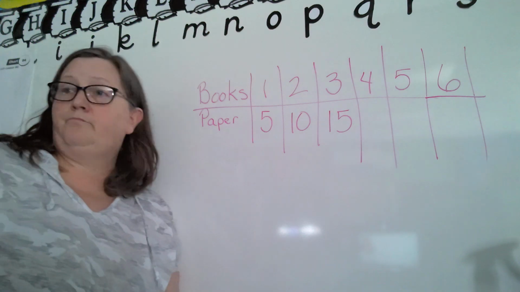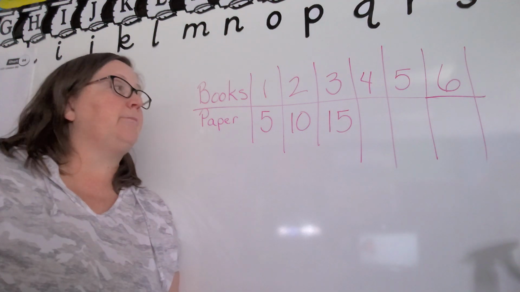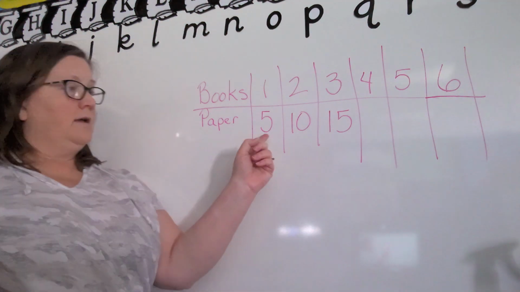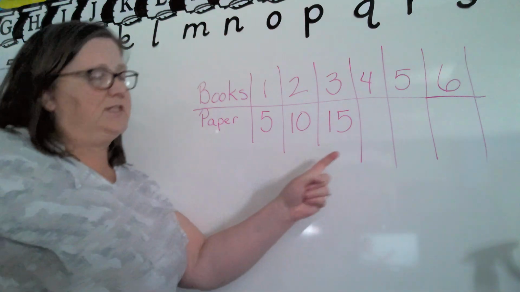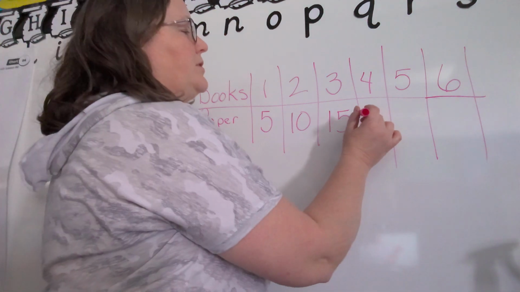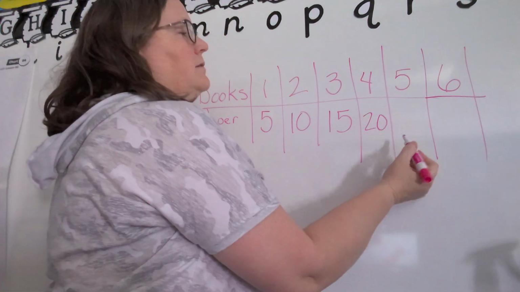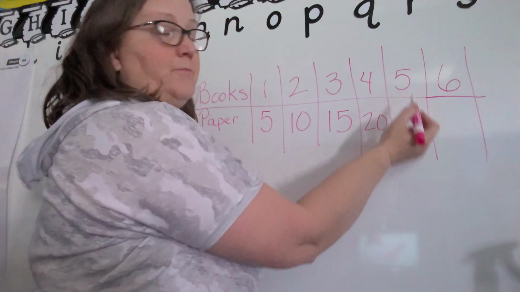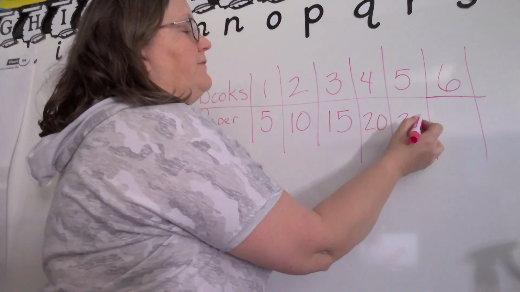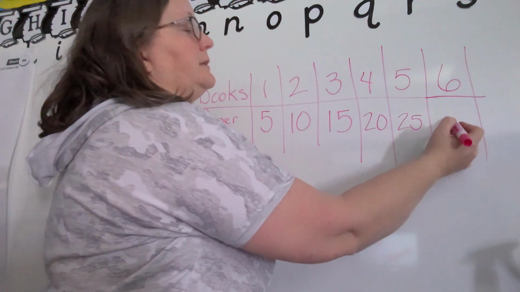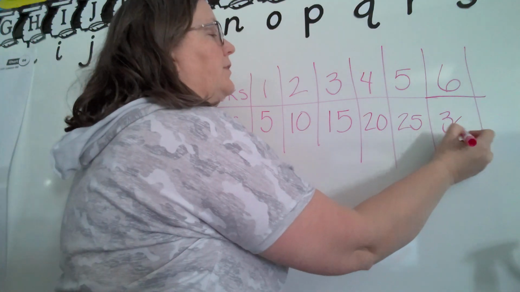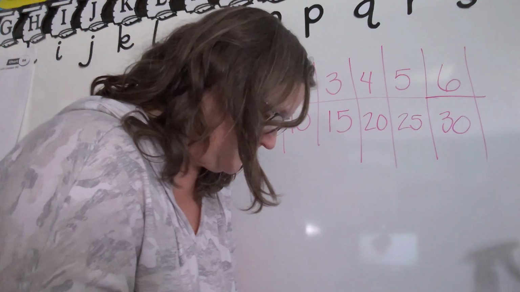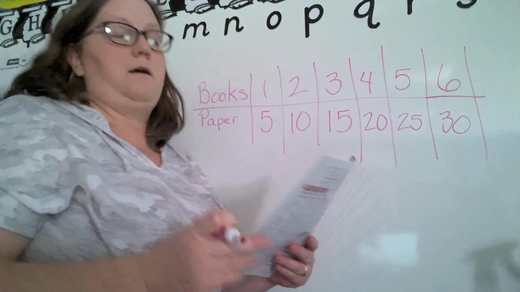Take a look at the sheets of paper. What are those numbers going up by? 5s. So 5, 10, 15, 20. 4 books takes 20 pages. 5 books will take 25 pages. 6 books will take 30 pages. Okay. All right.